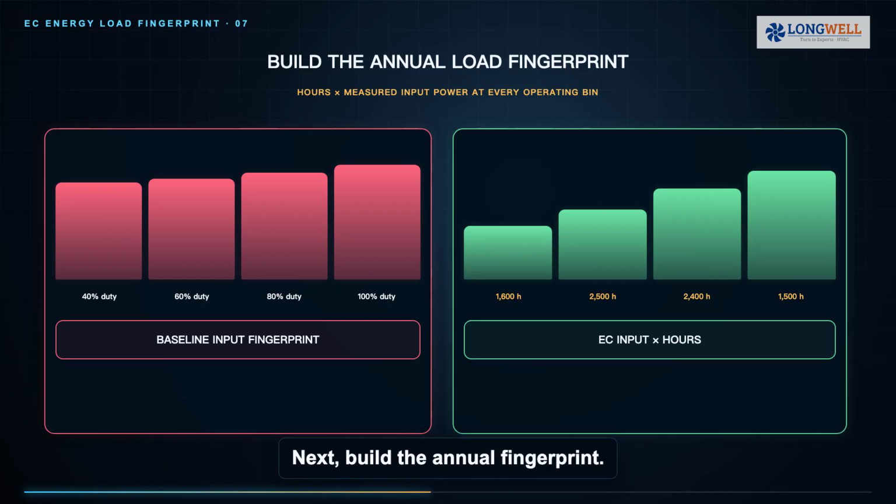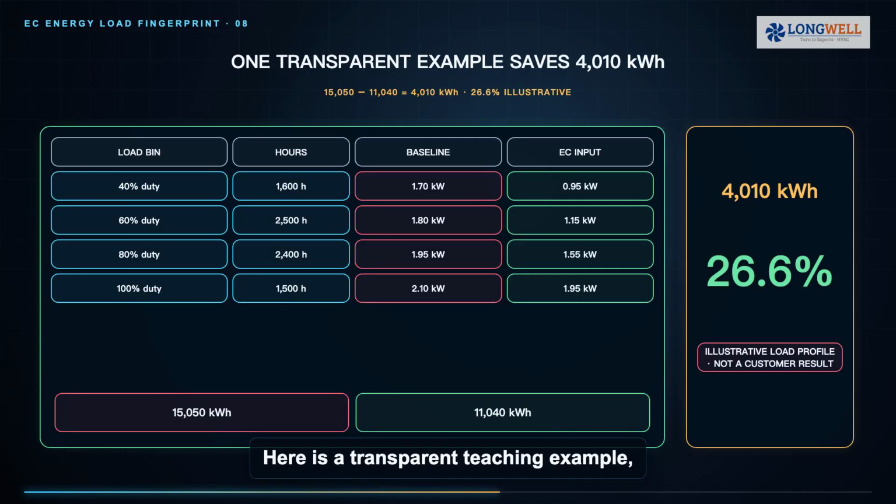Next, build the annual fingerprint. Divide operation into measured bins, then multiply input kilowatts by hours in each bin. Sum every occupied, setback, and production mode. A fan that spends most of the year near full load has a different opportunity from one that lives at 40 or 60% duty. Here is a transparent teaching example, not a customer result.